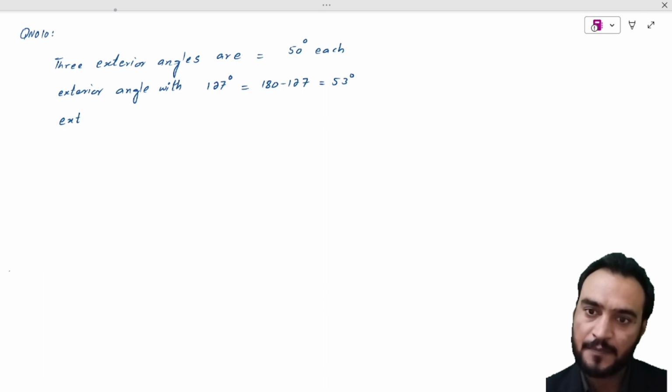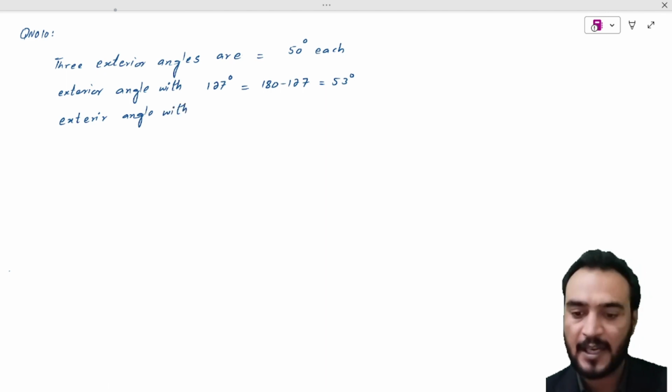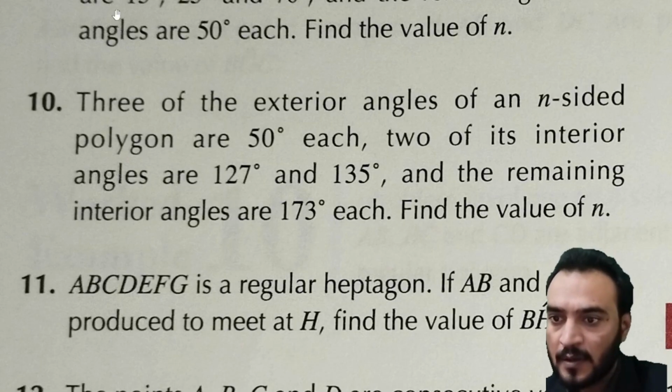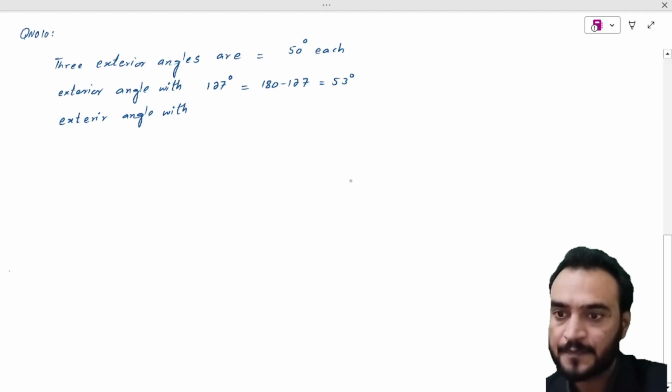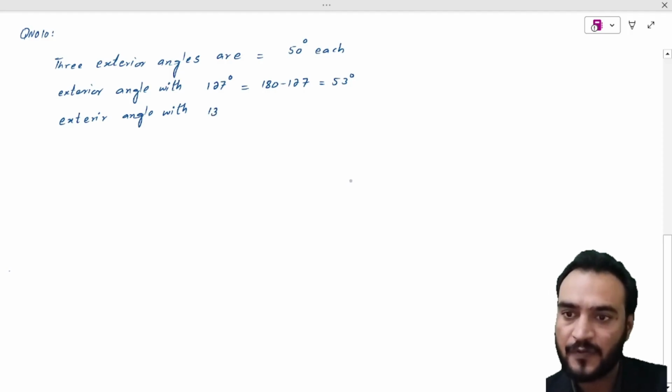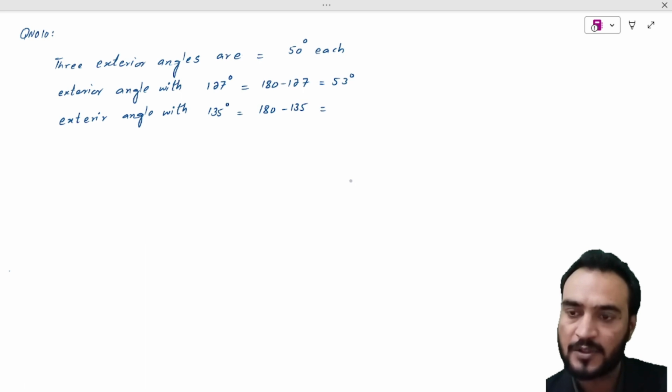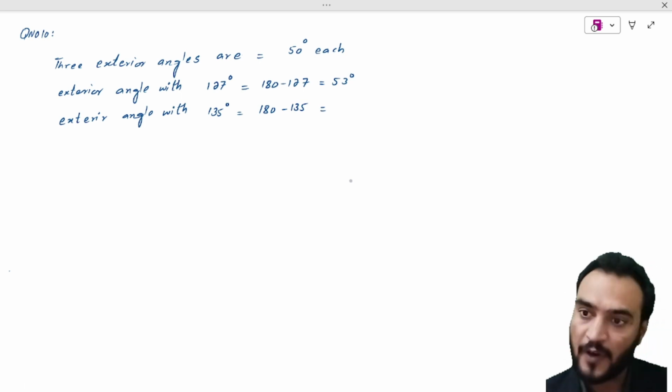The exterior angle with the next interior angle, that is 135 degrees, is equal to 180 minus 135, which equals 45 degrees.